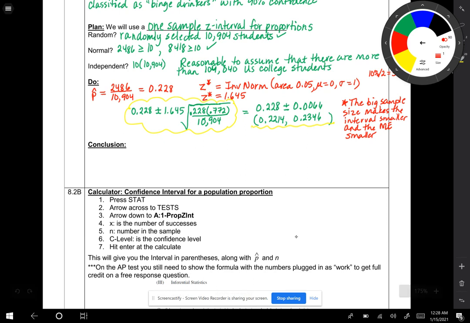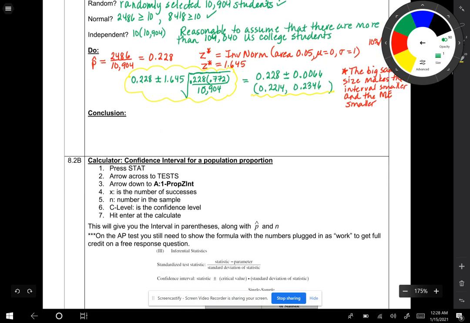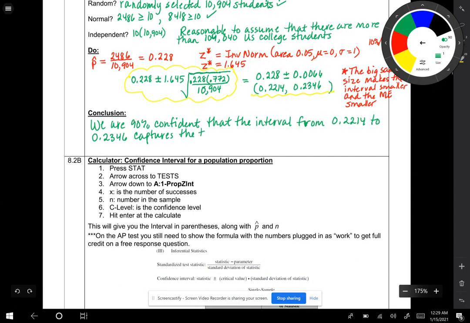All right, and now let's interpret our interval. So we are 90% confident that the interval from 0.2214 to 0.2346 captures the true proportion of U.S. college students who binge drink.